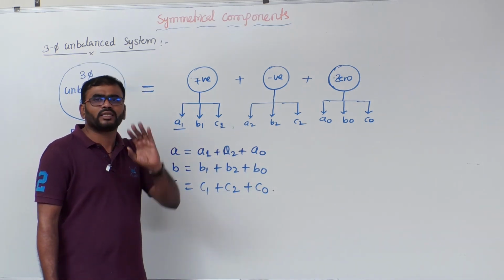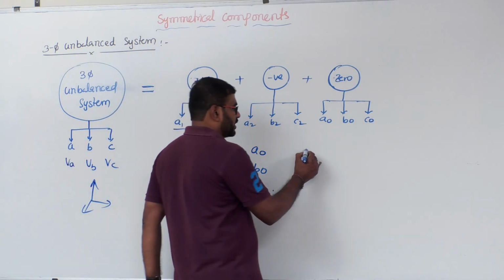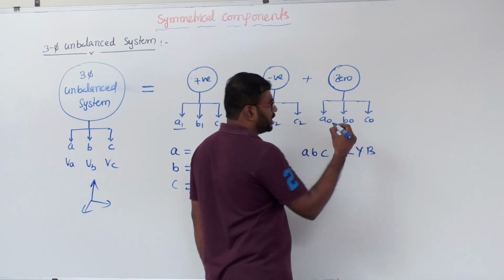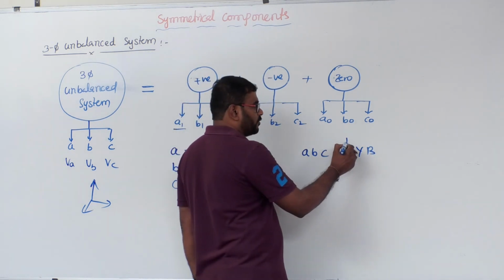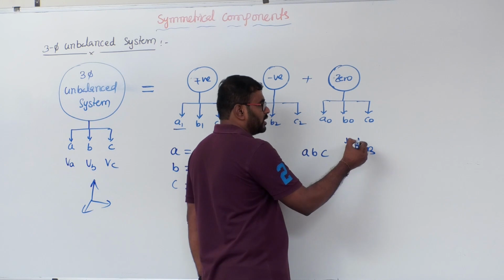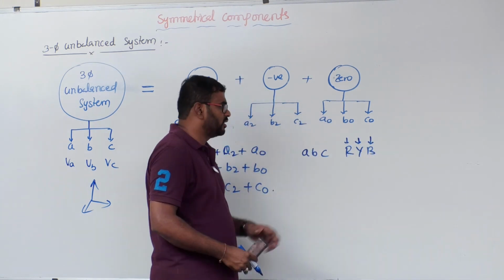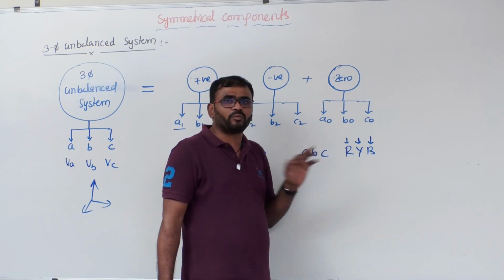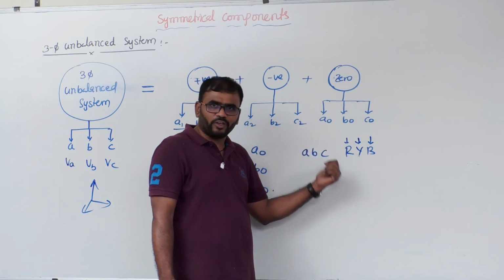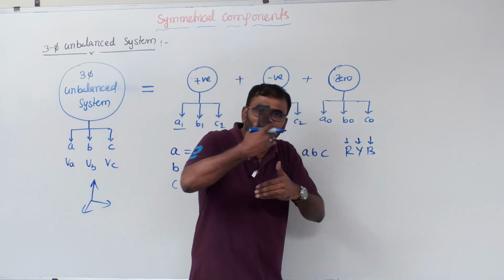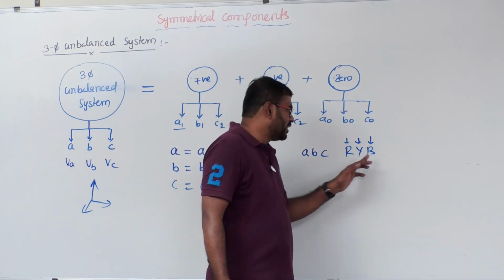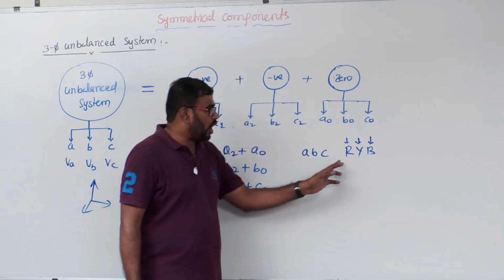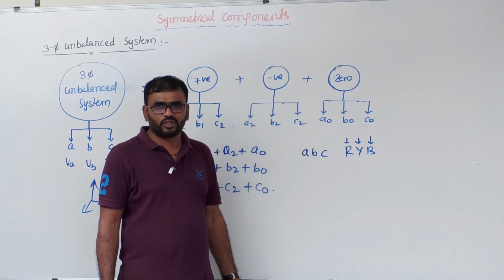But one thing, sir, what is our sequence? ABC sequence, correct or not? Better to say RYB. The sequence is RYB. First R phase, later Y phase, later B phase. R phase is coming first. After 120 degrees, Y phase is coming. That means Y phase lags R phase by 120 degrees. And B phase lags Y phase by again 120 degrees. Clear? So the RYB sequence is our original sequence.